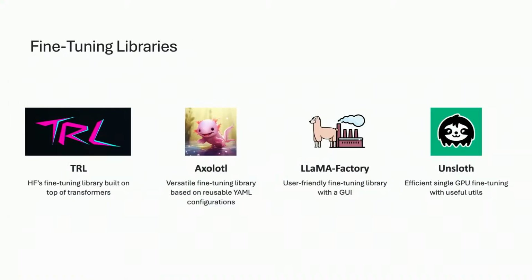So in terms of fine-tuning libraries, I think that you know about Unsloth now, but I'm going to talk about the other ones. So TRL from Hugging Face, a great library built on top of transformers, very easy to use. You have Axolotl, excellent library, very versatile.